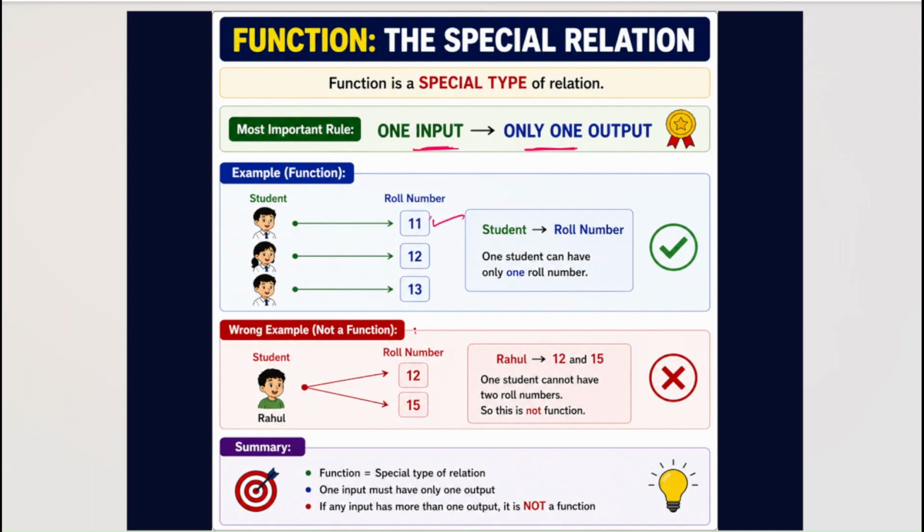This is not a function. Here one student is having two roll numbers, one is 12, one is 15, but this is not a function. This can be a relation, but this is not a function. Function means a special type of relation. One input must have one output. If any input has more than one output, it is not a function. Remember these points.